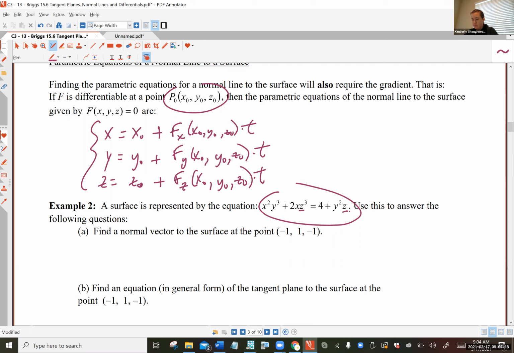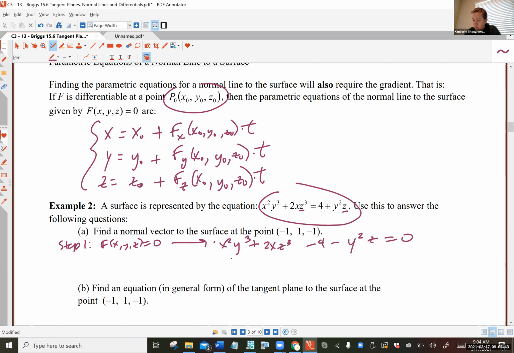Instead, though, I do want to see step one. I want to see you get that general representation, because if you don't, you're going to blow it. You want everything on one side and 0 on the other. That's your step one. It doesn't matter which side, so long as it's one side. So I'm going to just get everything on the left. And to do that, I'll simply subtract 4 from both sides and subtract y squared z from both sides.